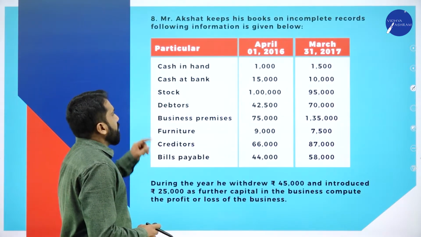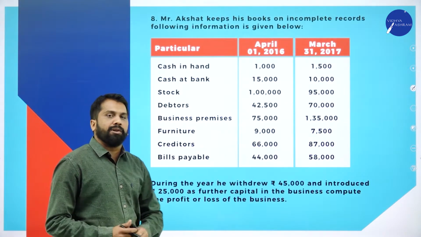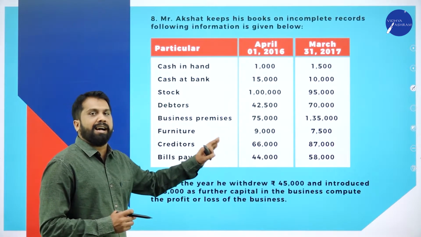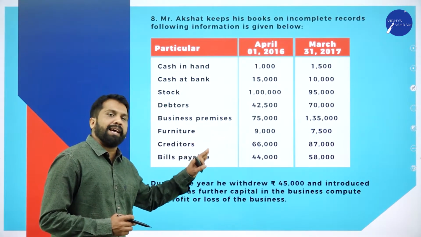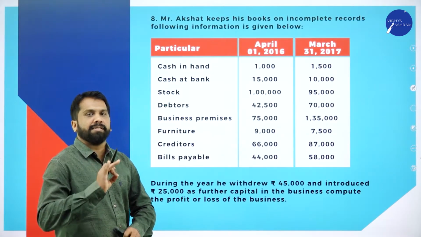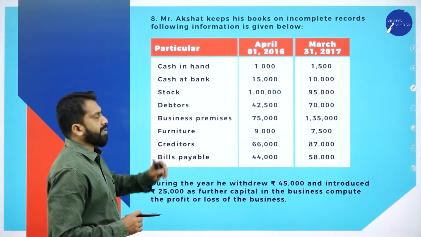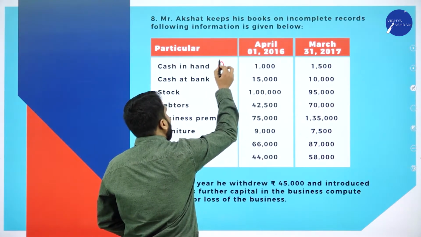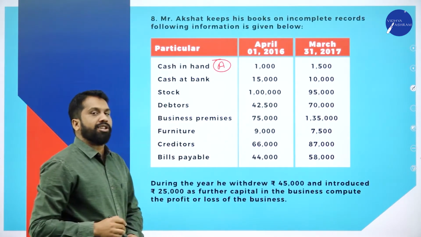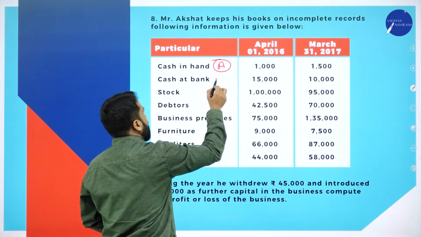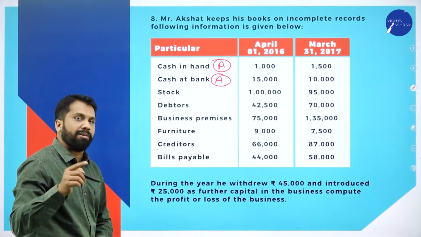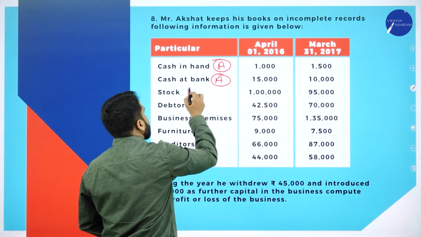Now, cash in hand. Along with me, you also should say whether it comes under asset or liability. Clear? Now tell me, cash in hand comes where? Good. Cash in hand is an asset. Cash at bank, asset. Stock means what? Inventory. Stock is also an asset.